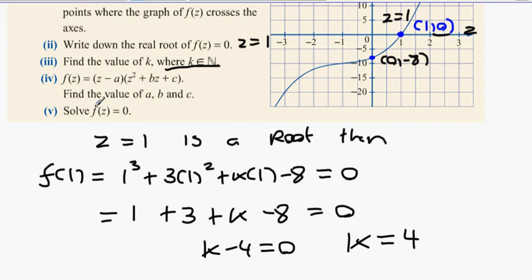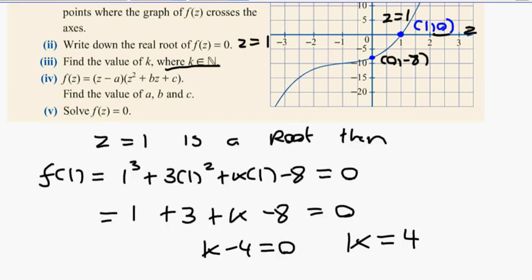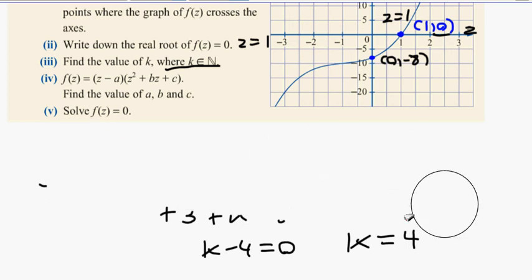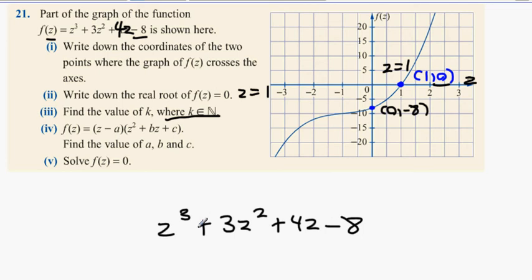Now we have to express this in a new way. The new way we have to express it is we have to express this cubic function where k equals 4. So k is equal to 4. Just change that to 4 here, so that's now 4z. Okay, so we're going to get z cubed plus 3z squared plus 4z minus 8, and I'm going to divide it. I know z equals 1 is a root, therefore z minus 1 is a factor.